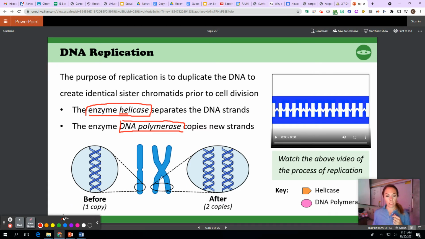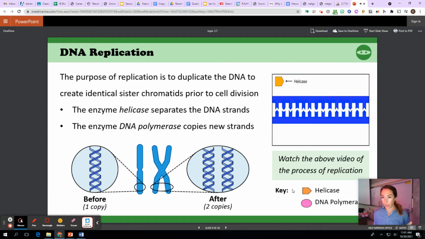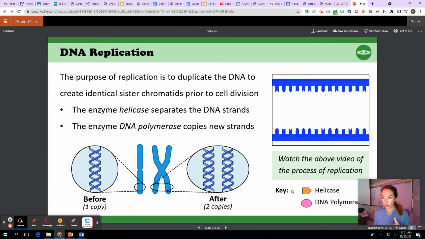I'll just show you those 15 seconds. Clear the screen back. There you go. There's some fun music here too. Ready? There you go. Helicase. Look, I'll narrate it for you. It breaks the strand apart.